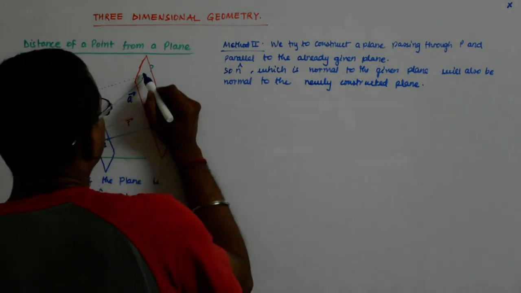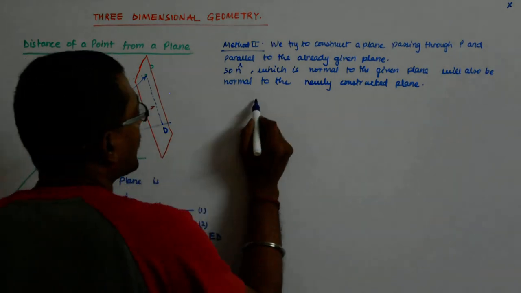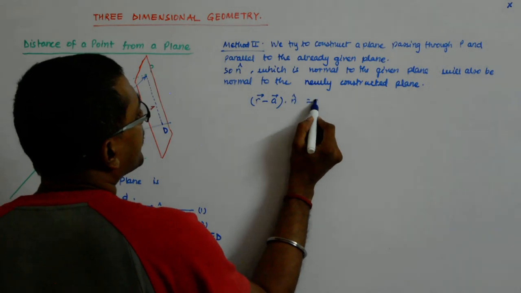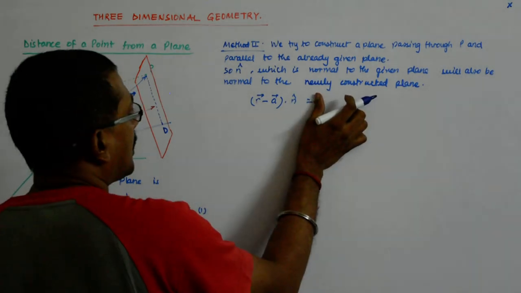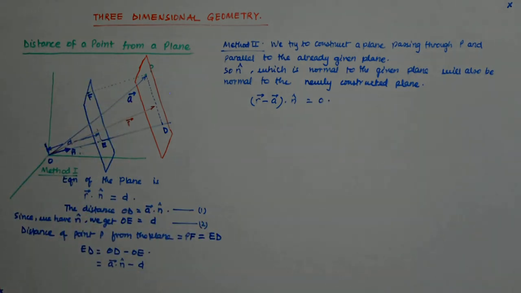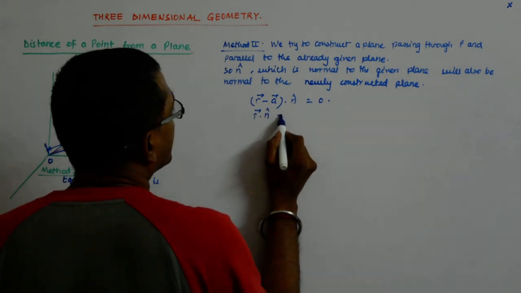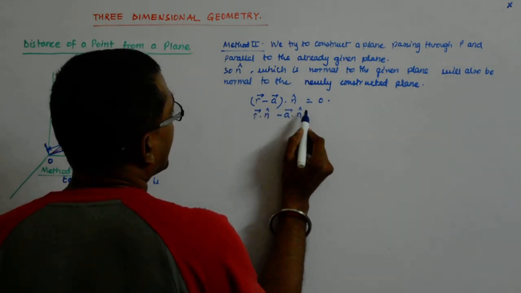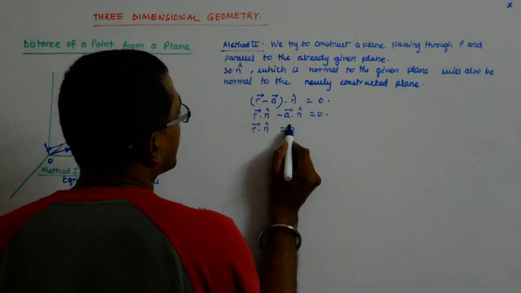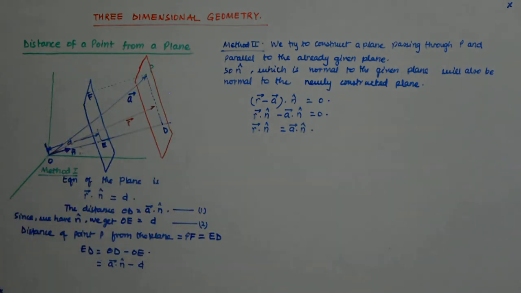So R minus A, a vector which lies on the plane, is perpendicular to n cap. So how do I find out that? R minus A dot n cap is equal to 0. So R dot n cap minus A dot n cap is equal to 0. So R dot n cap is equal to A dot n cap. Is it not?